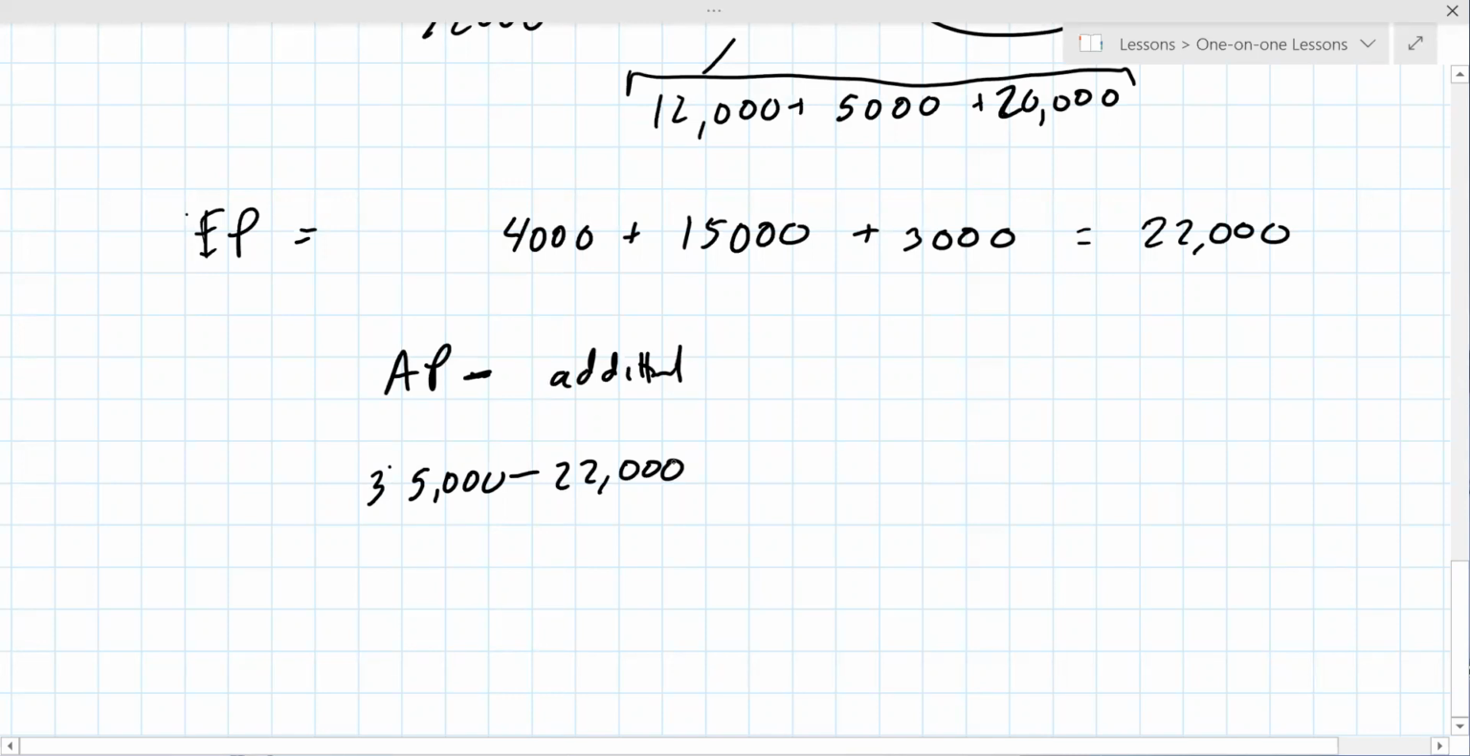Oh, all right. And then in the end, you just get something like $13,000. Yes, exactly. Okay. Yeah, so this is just some simple math, basically. Yep, not too bad.